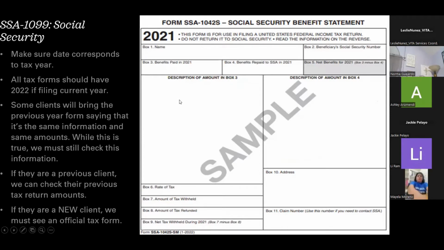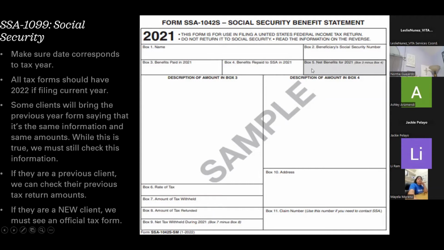We can also check in the system for previous clients. If they filed with us before, we can check if their tax return has the same amounts. If not, or if they're new clients, we would have to see their new form. But usually on this form, we always look for box 1, and that their name is the same.